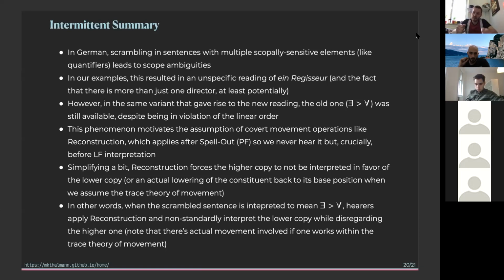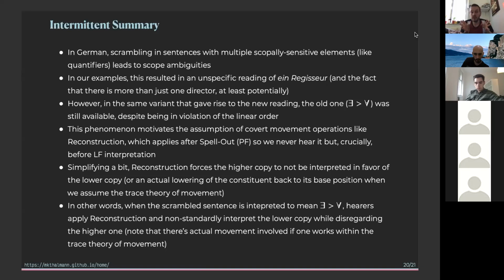And to get to the other interpretation, we use reconstruction, right? Which is also after spell out, so it's covert movement, but before LF interpretation. So we do it before we interpret the structure, but after we pronounce the structure. And again, the higher copy is ignored, but we instead use the lower copy.